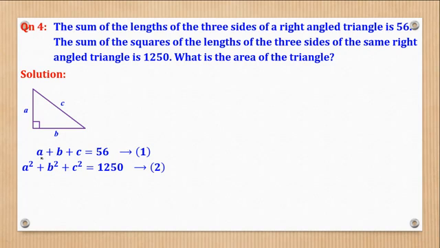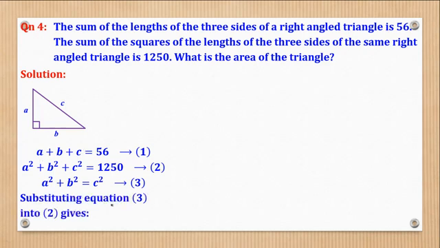These are 2 equations, but we have 3 unknowns, meaning for you to solve simultaneously, you will need 3 equations. Now the third equation will come from Pythagoras theorem, where this squared plus this squared is equal to this squared. Now we can easily solve. So substituting equation 3 into equation 2, remember here you have a squared plus b squared, and also you have a squared plus b squared. So I can substitute and come up with c squared plus c squared equal to 1250.